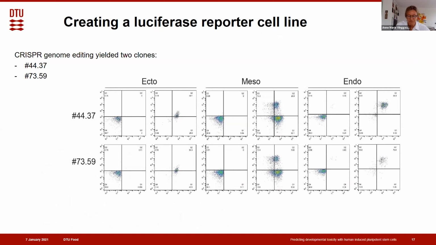Moreover, to confirm the ability of the cells to form derivatives of the 3 germ layers, we subjected them to differentiation protocols into ectoderm, mesoderm, and endoderm. And flow cytometry analysis of the population showed that a high proportion of the cells expressed markers for the respective germ layers. So in conclusion, we think we have confirmed that the 2 clones had retained their pluripotency and were able to differentiate into the various germ layers.